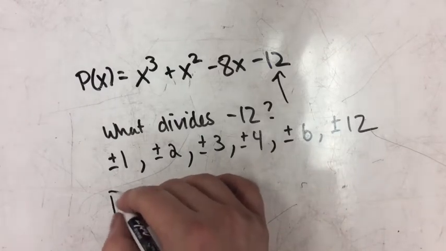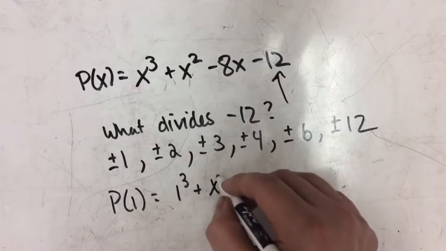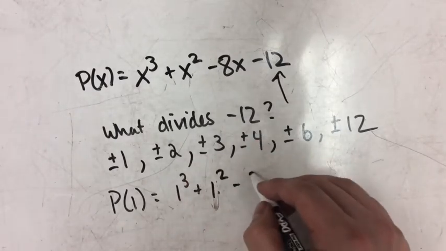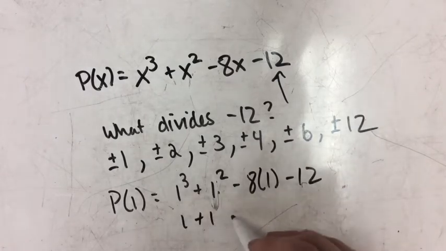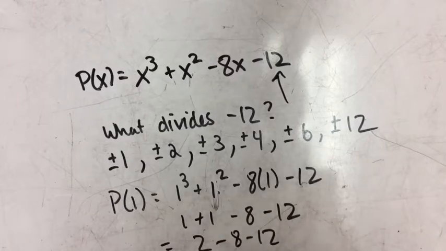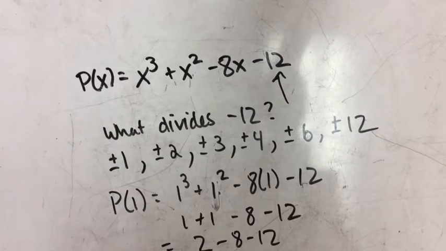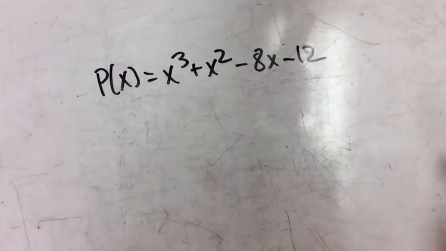So we'll start with p of 1. So p of 1, and I'm going to just insert 1 for each term of x. 1 cubed plus 1 squared minus 8 times 1 minus 12. This will be 1 plus 1 minus 8 minus 12. This will be 2 minus 8 minus 12. At this point, if you can notice that it's not going to equal 0, well then go ahead and just say, hey, this doesn't equal 0. So positive 1 cannot be a factor. Okay, so now we got to go back and try negative 1.